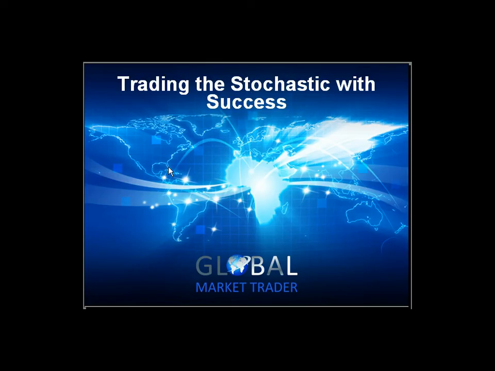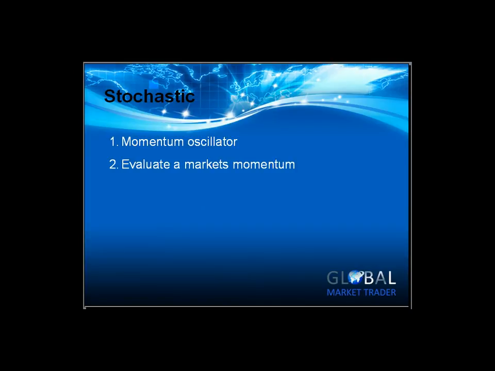So let's jump in. First thing we need to do is have a look at what the stochastic indicator is, a momentum oscillator. What that basically means is that it evaluates the market's momentum by determining the relative position of the closing price within the high-low range of a specific number of days, depending on how many days back you select.